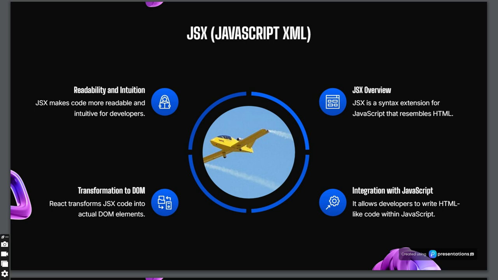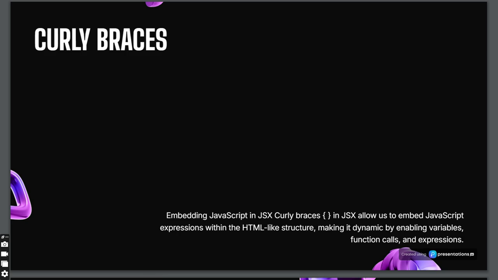Next, we have curly braces. Within JSX, we use curly braces to embed JavaScript expressions inside our HTML like code. This allows us to dynamically control elements in the UI, such as setting properties, calling functions, and displaying values directly in the JSX structure.